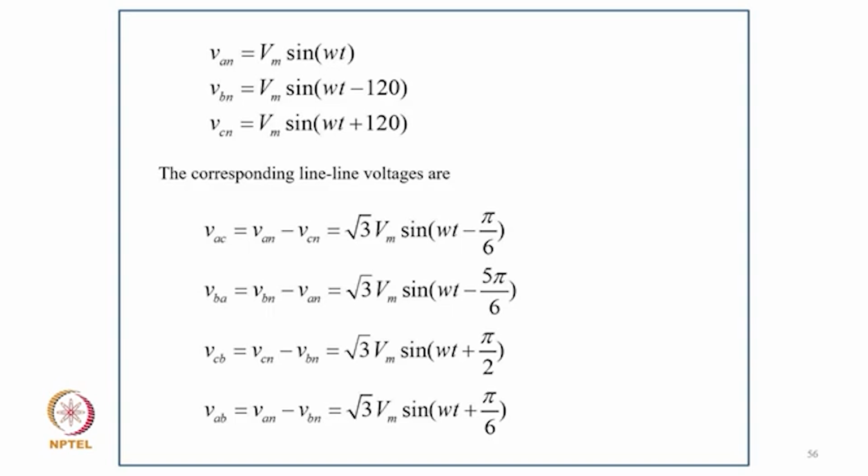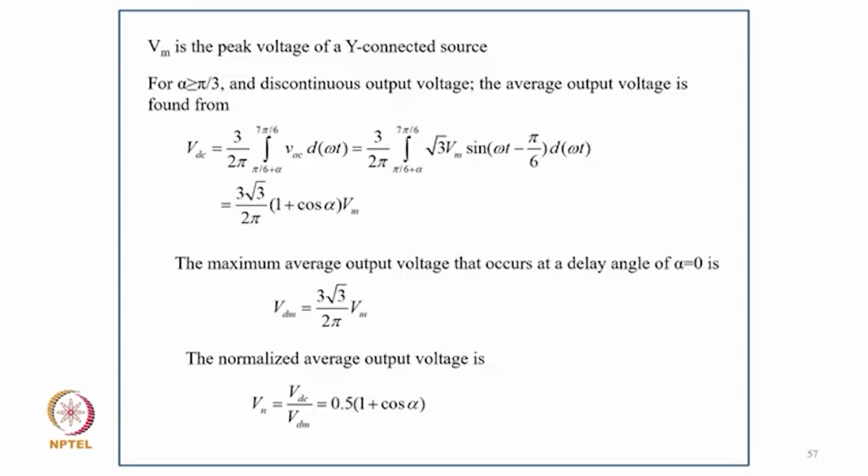So taking the phase voltages as VAN equal to Vm sin omega t, VBN equal to Vm sin omega t minus 120, and VCN equal to Vm sin omega t plus 120, and then the corresponding line voltages: VAC equal to VAN minus VCN equal to root 3 Vm sin omega t minus pi by 6, and VBA equal to VBN minus VAN equal to root 3 Vm sin omega t minus pi by 6, and VCB equal to VCN minus VBN equal to root 3 Vm sin omega t plus pi by 2, and VAB equal to VAN minus VBN equal to root 3 Vm sin omega t plus pi by 6. So Vm is the peak of the star connected source.